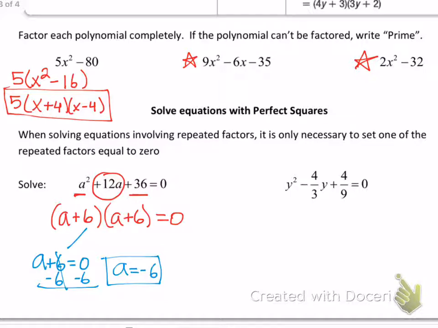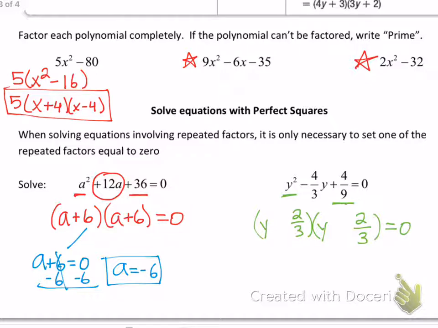Fractions. Wonderful. I'm sure we love fractions. But here I have y squared minus 4/3 y plus 4/9. Y squared is a perfect square. 4/9 is a perfect square, even though it doesn't look like it. Y squared can be broken down to y, the square root of y squared. 4/9, the square root of that is 2/3, because the square root of 4 is 2 and the square root of 9 is 3. So 2/3.